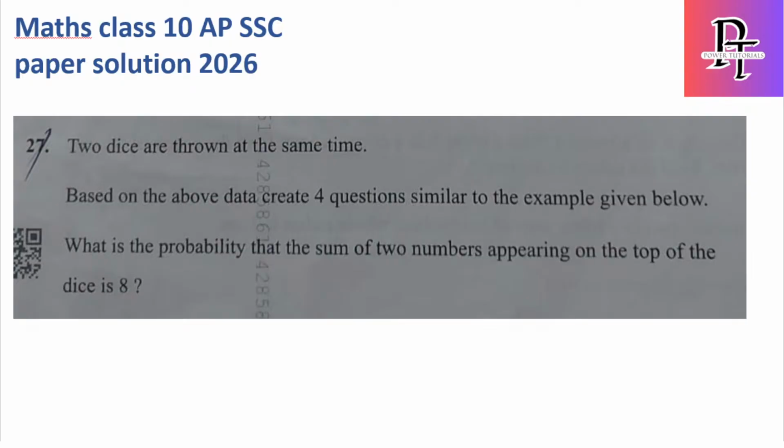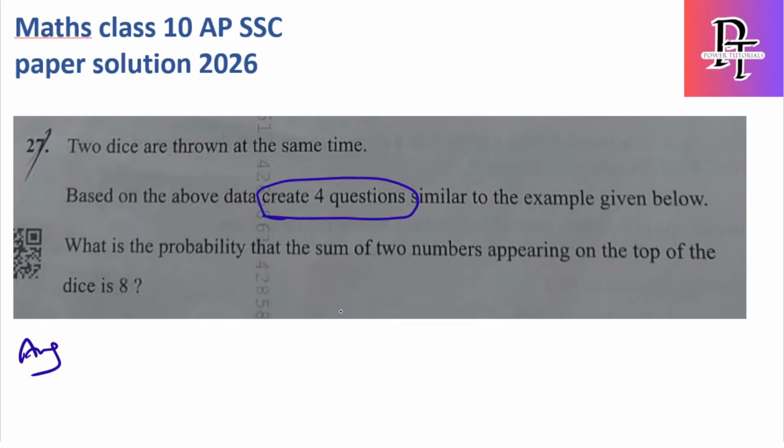Okay. Let's move to the 27th question. Two dice are thrown at the same time. Based on the above data, create 4 questions similar to the example given below. So similar type, I can't say exact same question, but yes, similar type question is there in the model paper as well. Same probability type of question. So here they are asking to create 4 questions. Not only do you have to solve the below question, we also need to create 4 more questions and solve them.